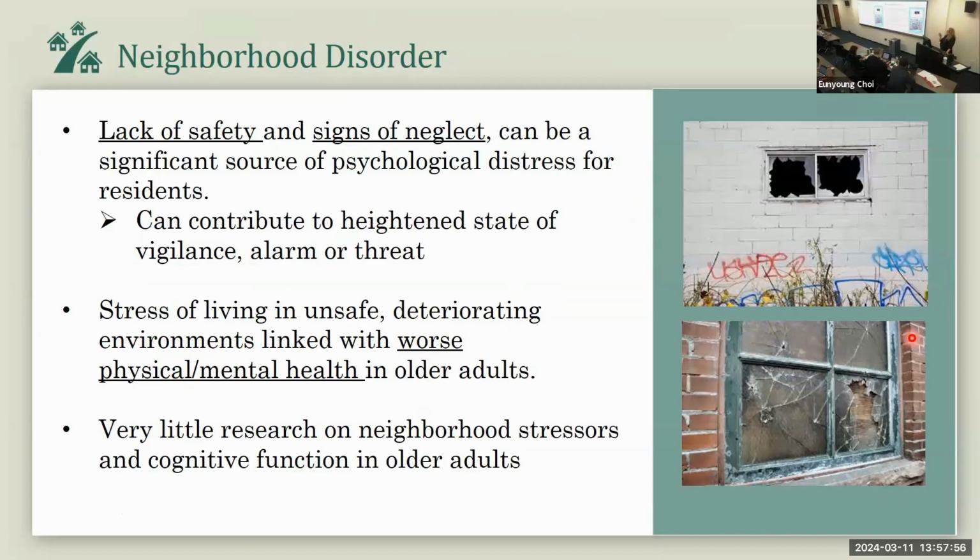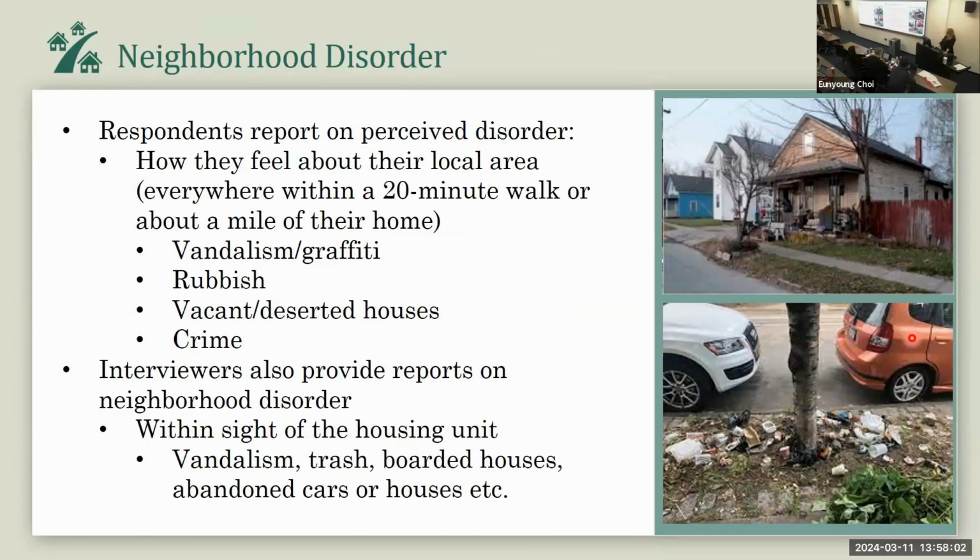But there was only one study that had tried to put neighborhood stressors together with air pollution in older adults. So we actually use both observed and perceived disorder. Perceived disorder comes from the psychosocial leave-behind questionnaire that the HRS administers to people, which asks how people feel about their local area, the area within a 20-minute walk from their home. And it asks about standard measures like vandalism and graffiti and garbage or rubbish.